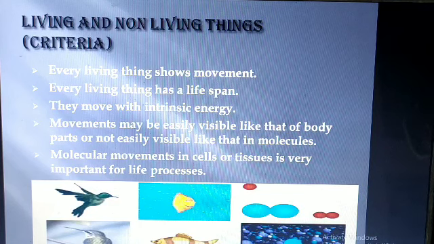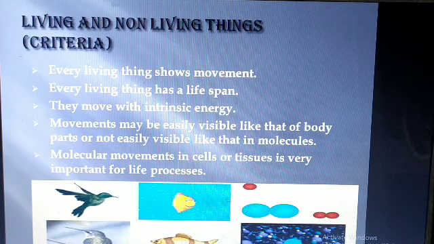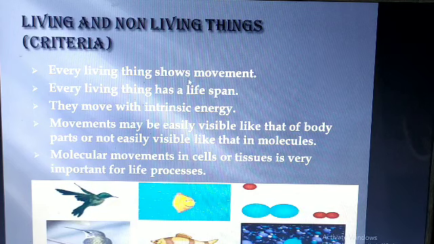There are two things in nature. You might have studied from junior sections also, that one is living thing, other is non-living thing. The question is, what are the criteria that helps us to distinguish between living and non-living? We won't go deep into that because you have already studied those things. Certain things which we need to underline here is, first, every living thing shows movement. Now the question arises, what is movement?